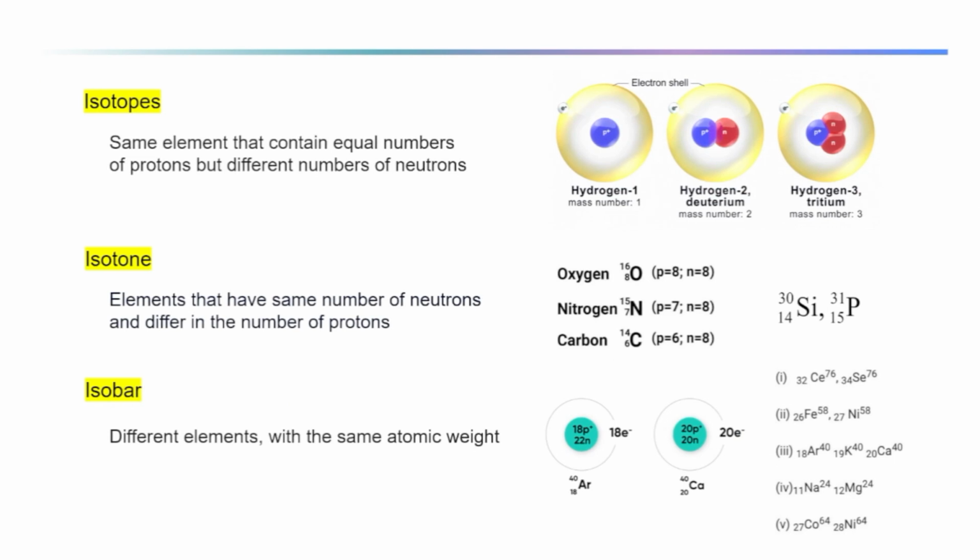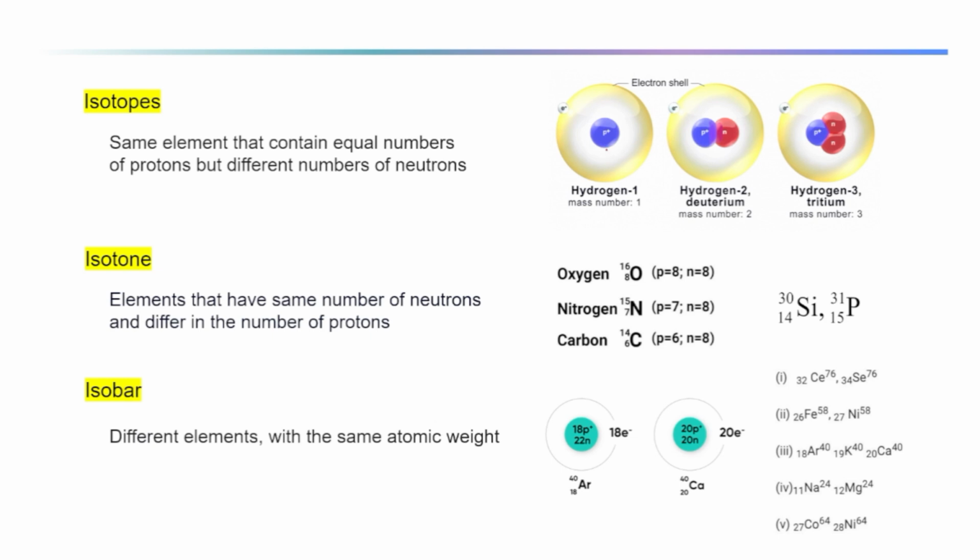Next, we will discuss the concept of isotope, isotone, and isobar. So these three are actually very confusing terms, but very simple to remember if you know what is the basic difference between these three terms. So isotopes are actually same elements that contain equal numbers of protons but different numbers of neutrons. So in isotope, your proton number is same, but the neutron number is different.